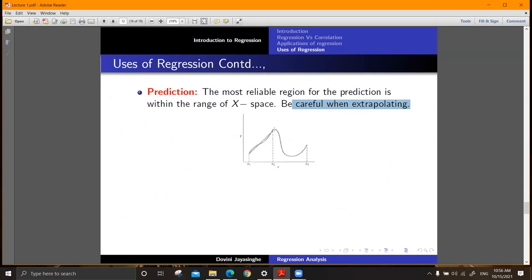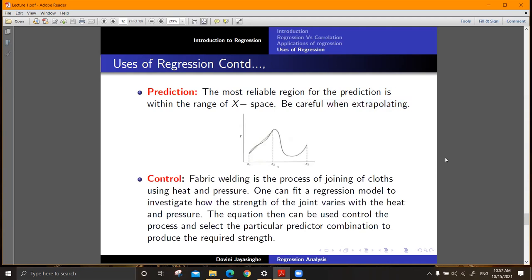See, this is the fitted line. After some point, this is the relationship that they really have. But if we extrapolate this, we are going in this way, which is incorporating very huge errors. Okay.